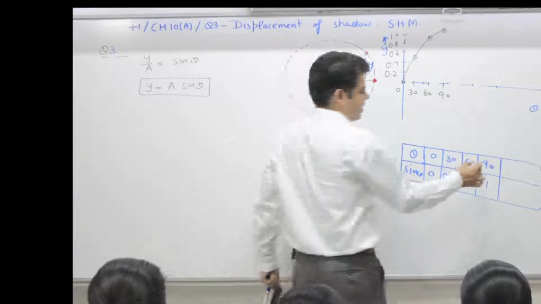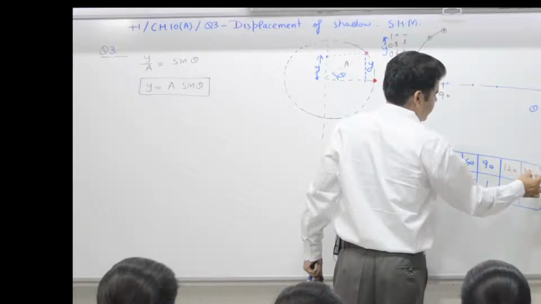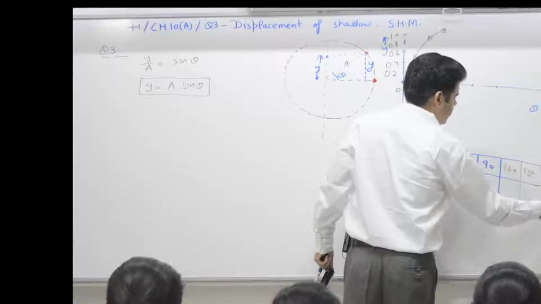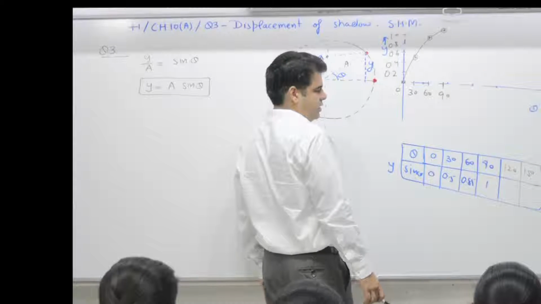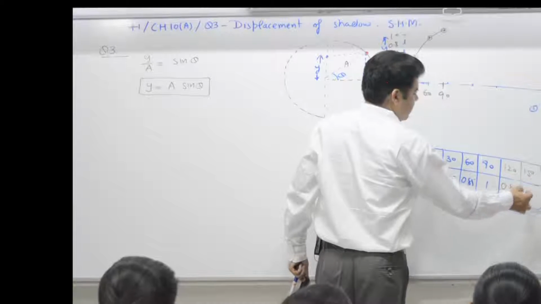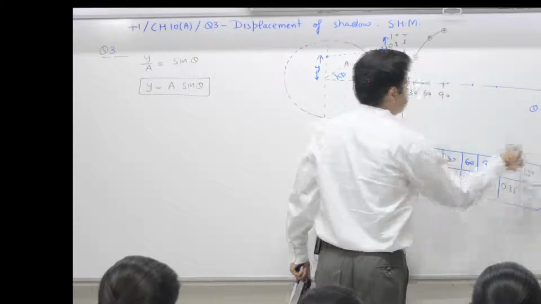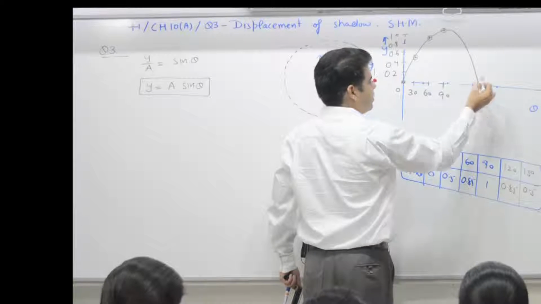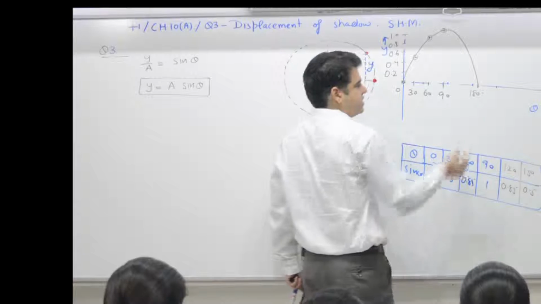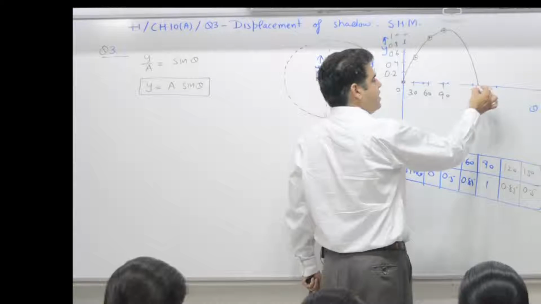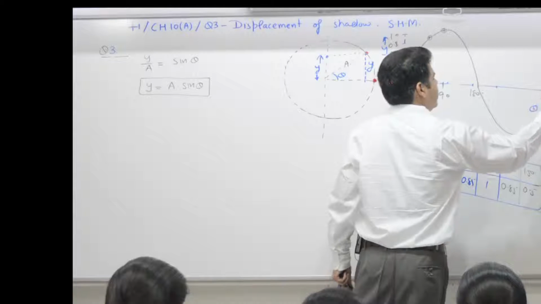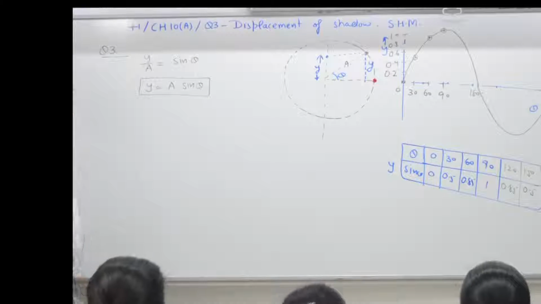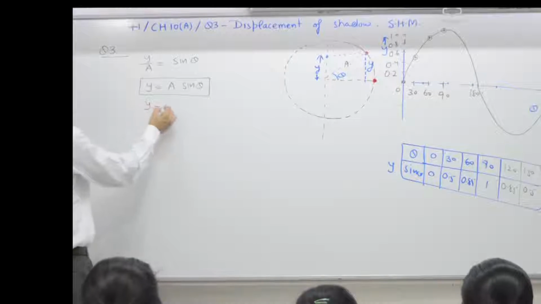And you can take up the next angles: 120, 150, 180. Sine 120 is what? 0.85. Sine 150, 0.5. Sine 180 is 0. When you plot it at 180, again you get 0. After that, after 180, 210, 240, 270, and again at 360 degrees, sine is again 0. So y is equal to a sine theta.